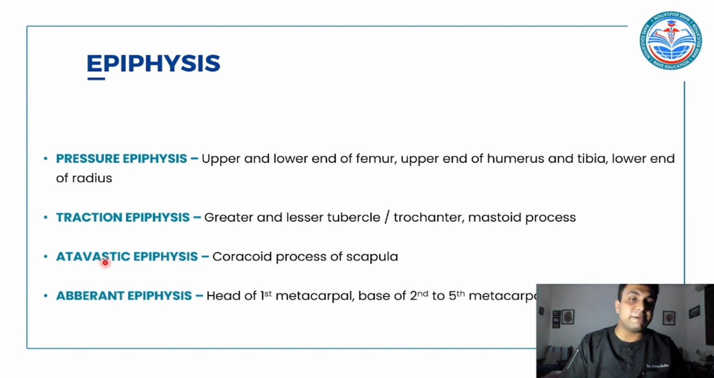Aberrant epiphysis. Aberrant in English means wrong. So remember only one example: the head of the first metacarpal. It is your aberrant epiphysis. Do not worry about the base of the second to the fifth. Just remember the head of the first metacarpal.